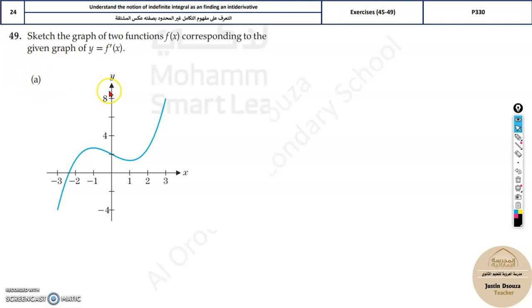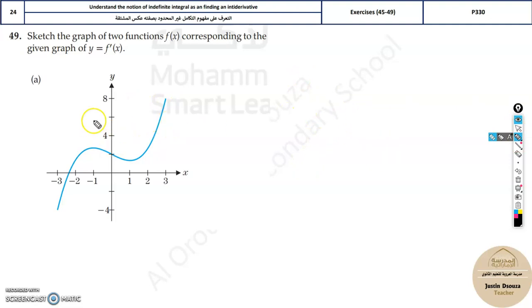There are two problems over here. This is interesting because they have told you to sketch the graphs of two functions, the function that is f of x. We must graph the function, but they have given us the derivative. See now this is a derivative, that is f dash function. We need to find the normal function.